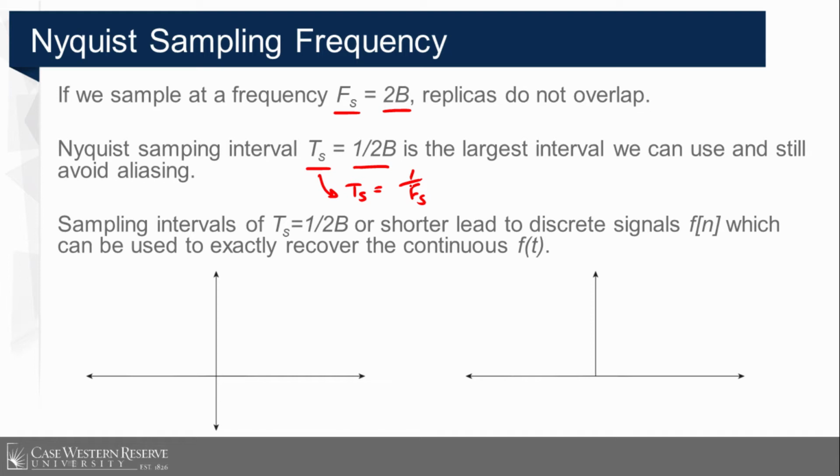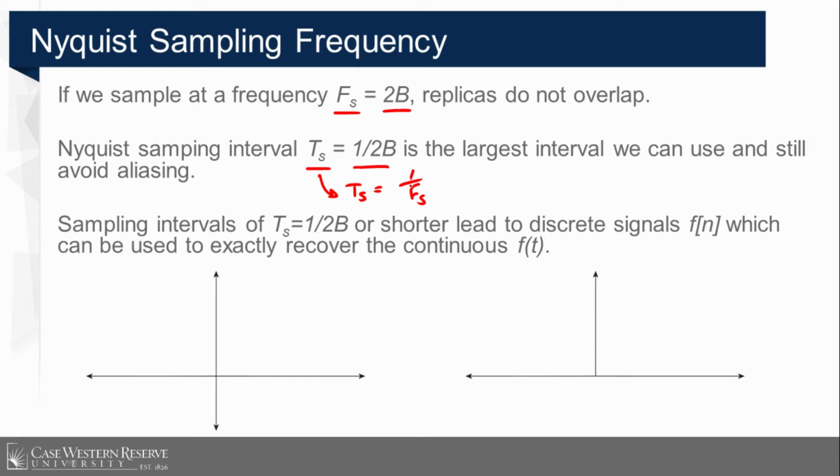If we use a longer sampling interval, then our frequency replicas are going to be closer together and they will start to overlap, so there will be aliasing. Of course, if we use a shorter sampling interval, our replicas will be further away from one another, and there still won't be aliasing. But we often want to find the longest sampling interval that we can use while still capturing the frequency content of our continuous time signal.